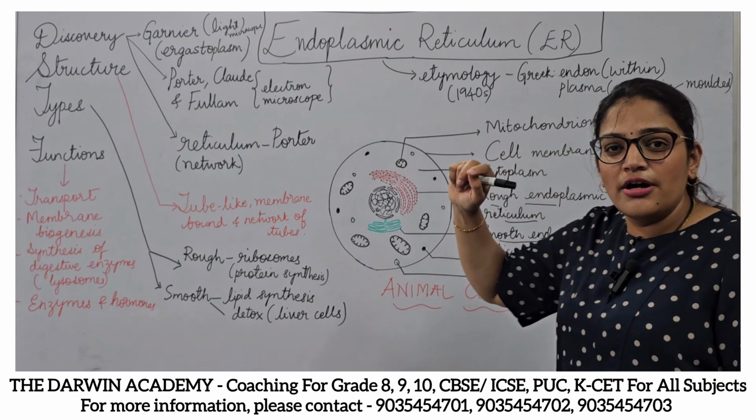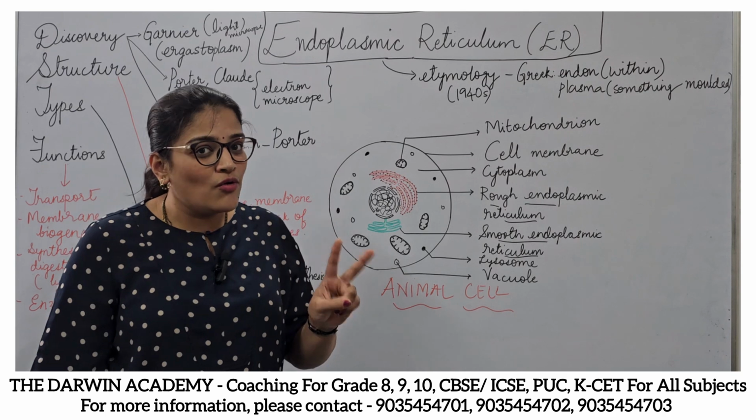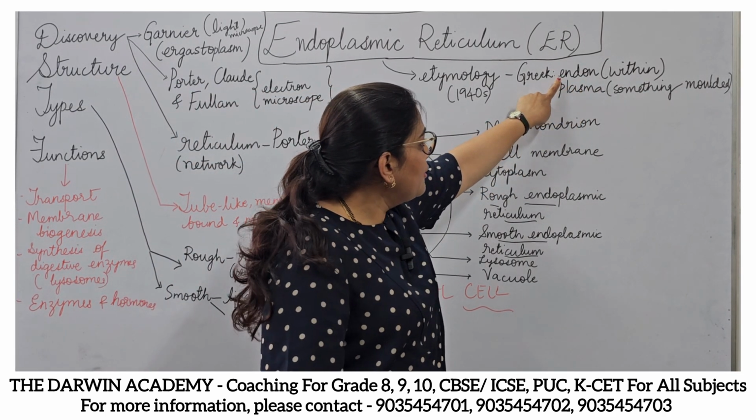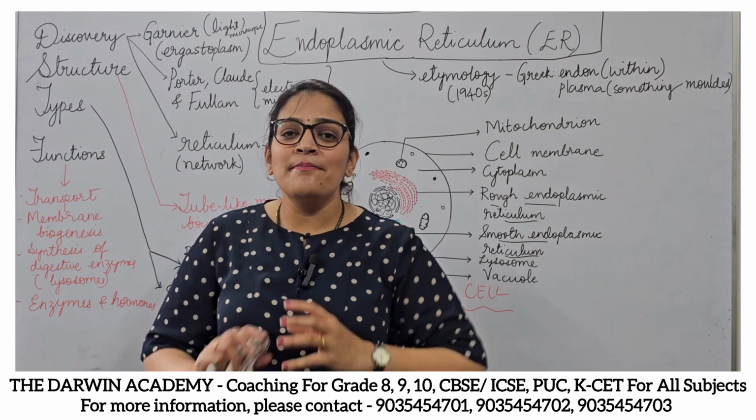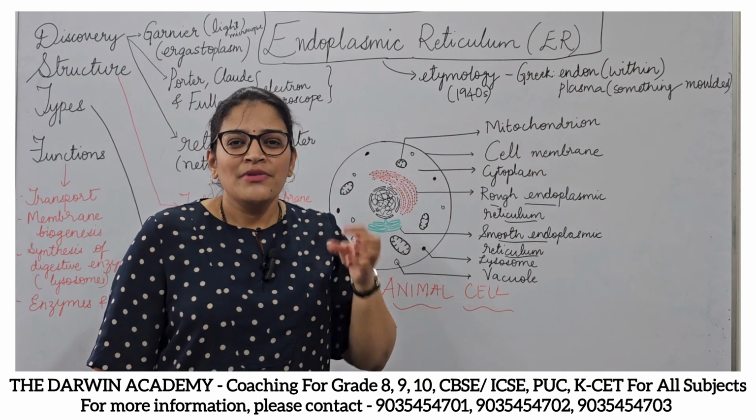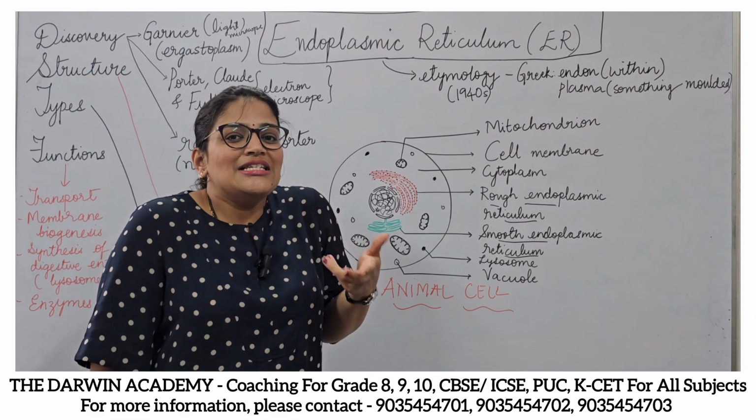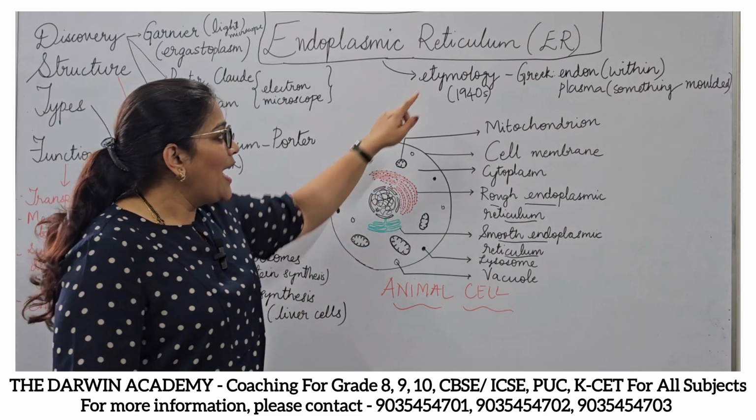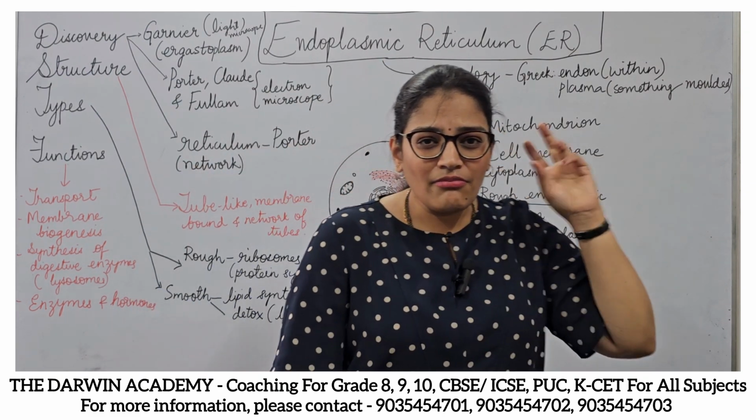But how did this word originate? Endoplasmic originated from two Greek words, endon and plasma. Endon means within or inside. Plasma means something molded. This simply put in English means something which is within the cytoplasm. So it simply implies the organelle that is present within the cytoplasm and that which is in the form of a network. Okay? Got it?